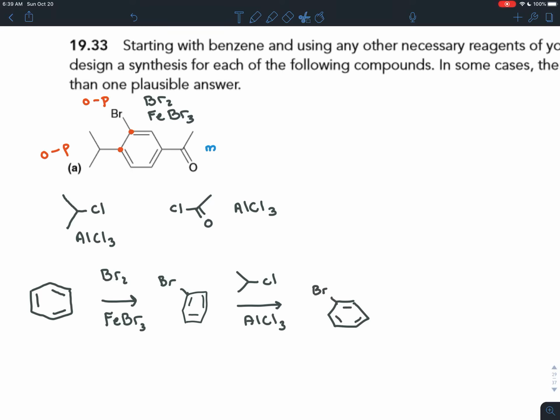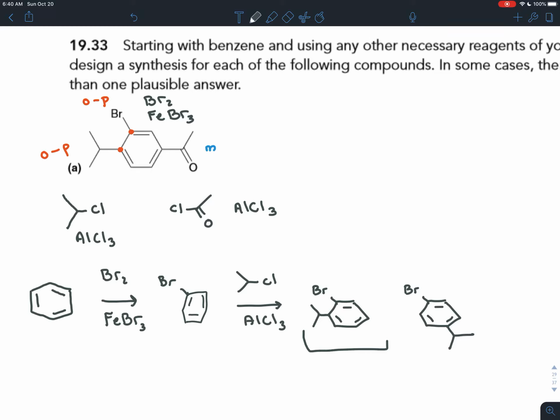And we'll end up getting two products. We will get the ortho product, which is what we want, and we'll end up getting the para product. We'll probably even get a slight majority of the para product, because there's less steric hindrance for the isopropyl group there. But we'll get both of these. We can always separate them using chromatography. So we do get at least some of the product we want.